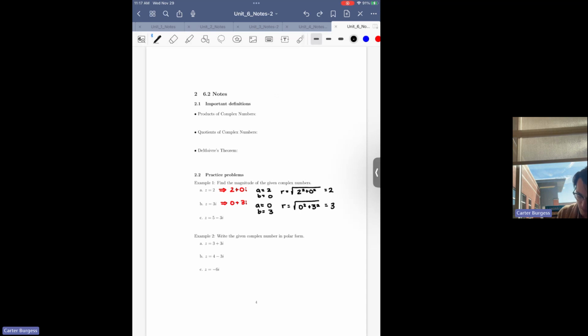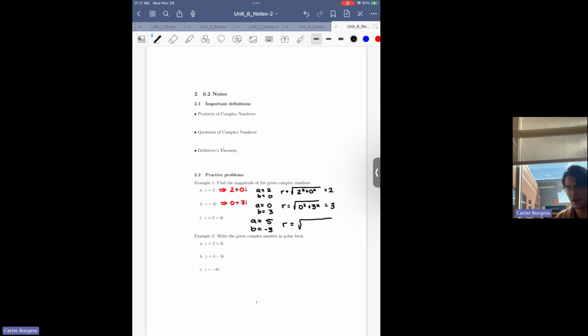All right, one more. What are our values for a and b for C? 5 and, just to be precise, I would say probably -3. It doesn't matter in terms of the magnitude, but it is something that we will need to factor in later for our direction.